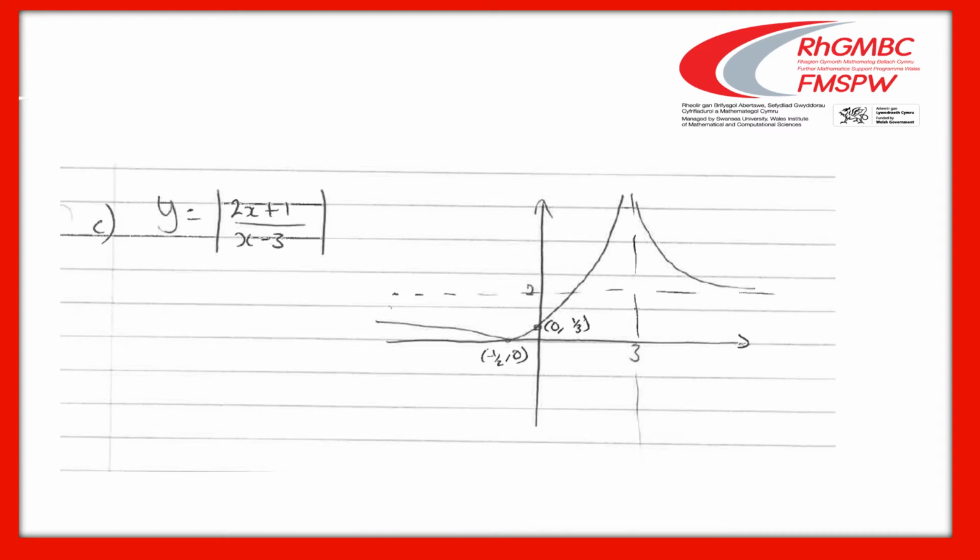Now we have the final part of this sketch. It's the modulus of the function from part B. And as you can see, as we know from drawing modulus functions, anything in the curve which was in the negative y, below the x-axis, is now reflected in the x-axis and becomes positive. So there's the final sketch of the modulus of (2x + 1)/(x - 3).